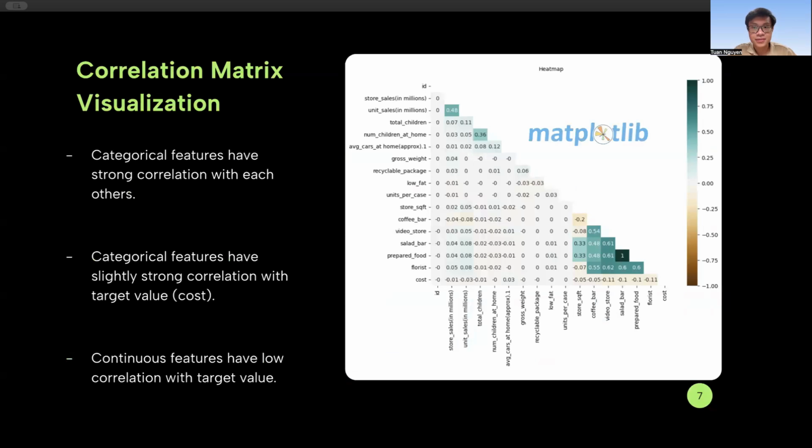To consolidate our statement, we analyzed it more deeply using matplotlib. With matplotlib, we can see more features and more information that we can utilize, such as categorical features having strong correlation with each other, which we can use later. Categorical features also have a slightly strong correlation with the target value. However, continuous features have low correlation with target values. I'm going to pass my time to Ash so he can utilize the information for data engineering.